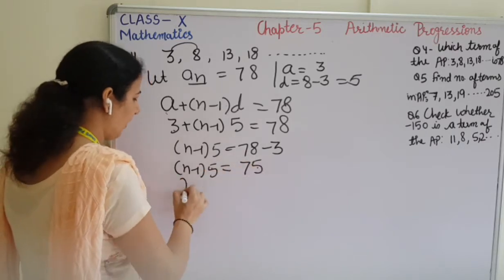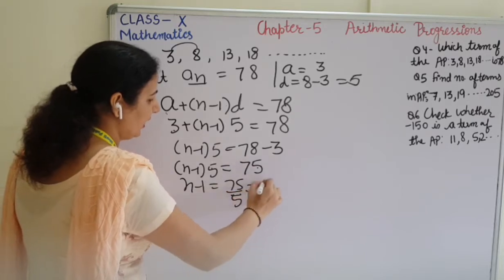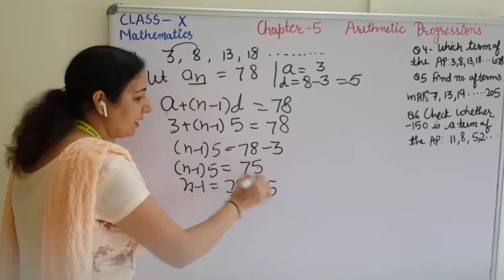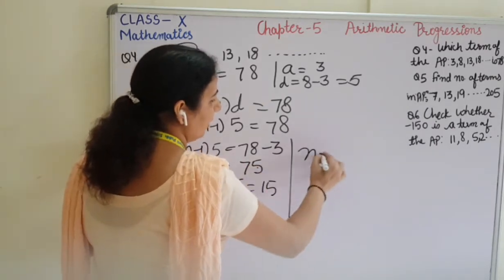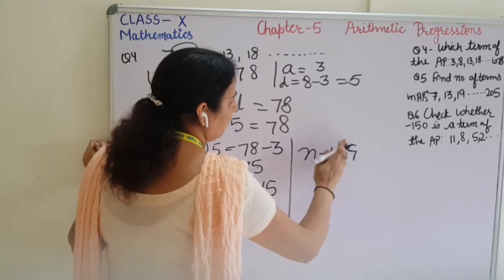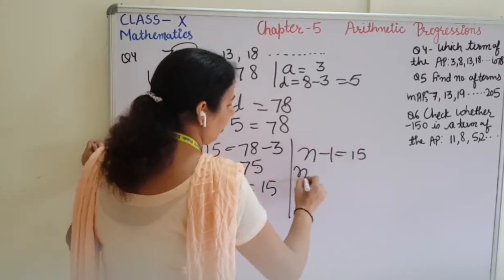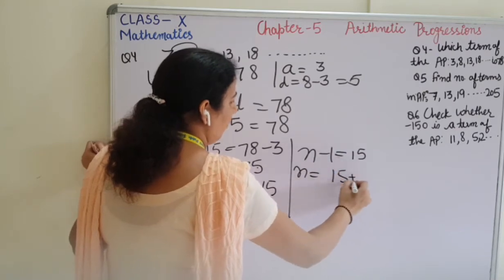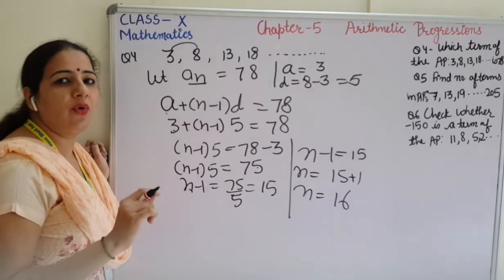Now shift this 5 this side. 75 upon 5, the answer is 15. But 15 is the answer of n minus 1. You have to calculate the answer of n. So if the answer of n minus 1 is equals to 15, then what is the value of n? It will be 16. So 16 is the value of n.